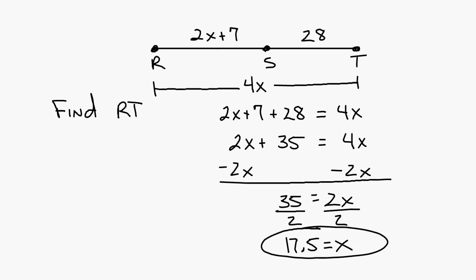Still haven't found RT, have we? But if you substitute the 17.5 for the x, what's 4 times 17.5? 68. Wait, would you bet your life on it? No. You see these right here? They're called calculators, and they're used for calculating. What'd you get? 70, very good. R to T is 70.